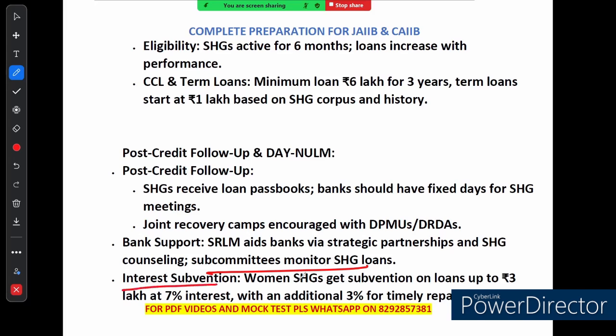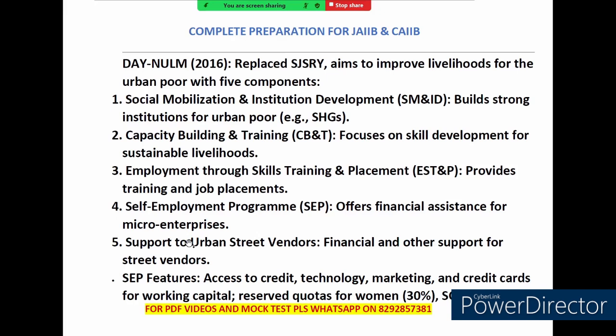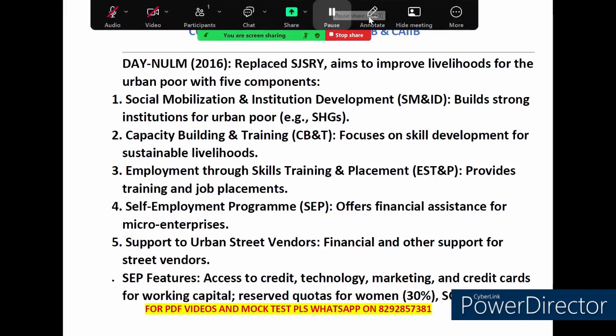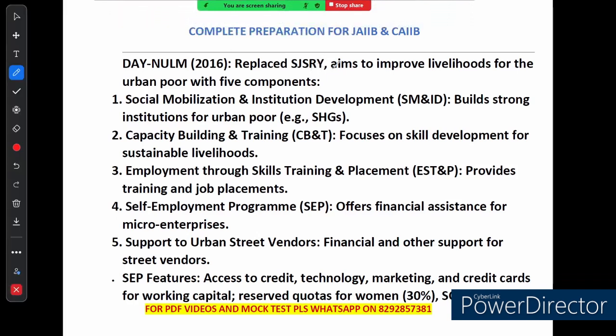There is something called interest subvention. Women SHGs get a 7% interest rate on loans up to 3 lakh, and if they repay on time they get an extra 3% discount. So that is called interest subvention. Now there is something called DAY-NULM, that is Deendayal Antyodaya Yojana and National Urban Livelihood Mission. It was launched in 2016, and this program focused on improving the livelihood of the urban poor through 5 key components. The first was SMID, that is social mobilization and institutional development. So it helped the urban poor organize into self-help groups for better support.